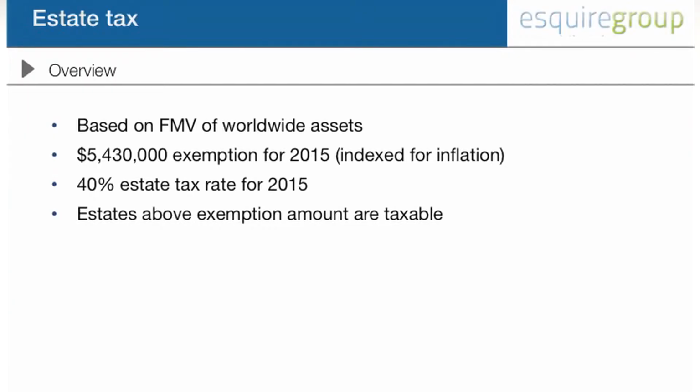One of the things that you have to be mindful of, though, is that the $5.43 million estate tax exclusion is the same $5.43 million that we talked about in gift taxes. So that means if you gave away $3 million during your lifetime, you're only going to have a $2.43 million estate tax exclusion left. Anything above that exclusion amount is going to be taxed at 40%.